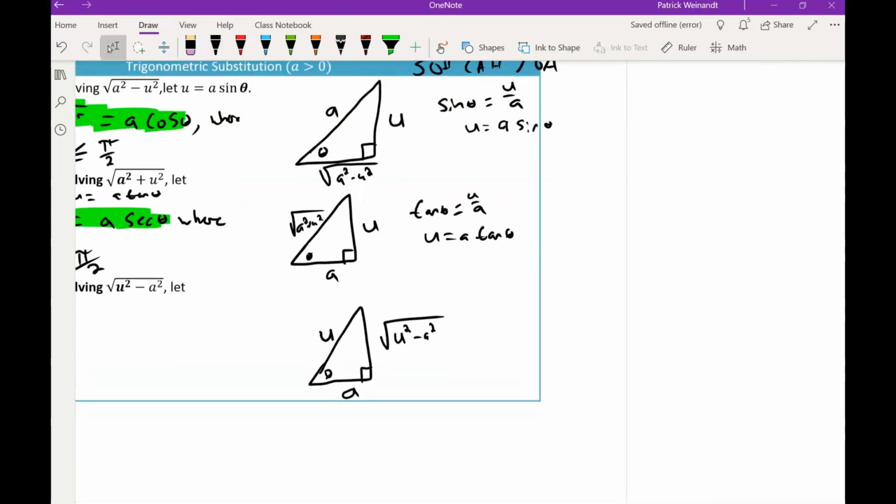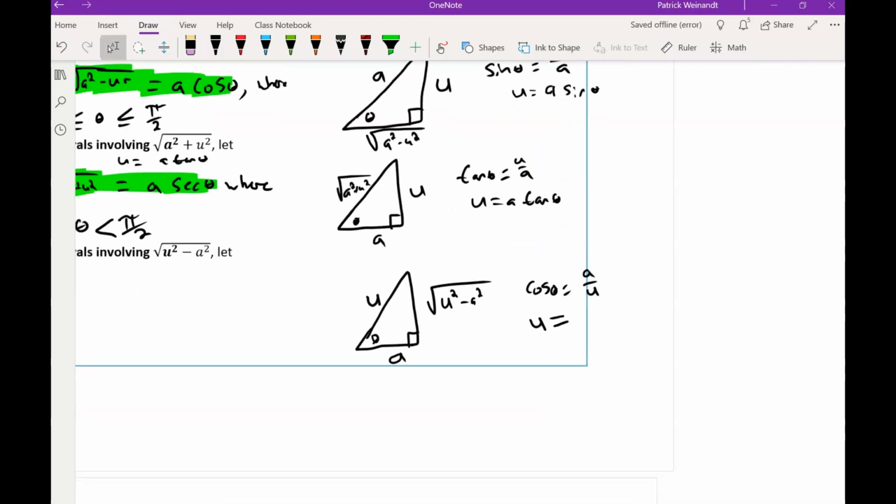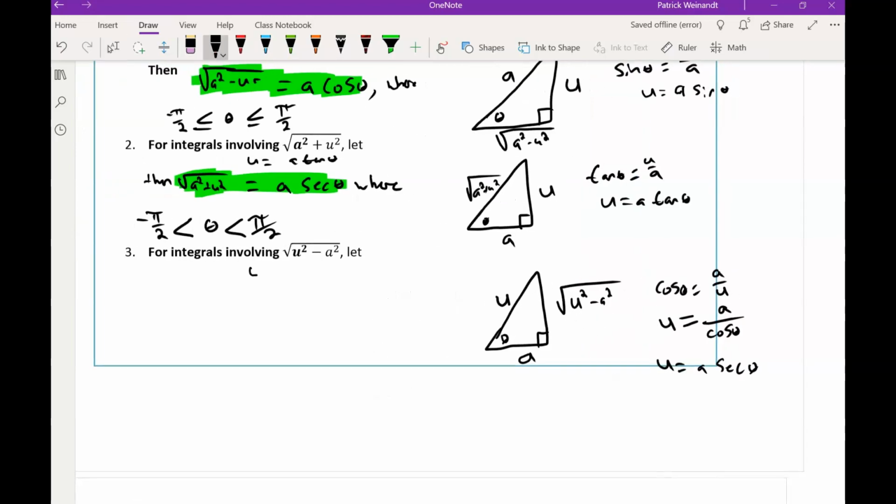What involves the adjacent and hypotenuse? That's cosine. So cosine of theta is going to equal adjacent over hypotenuse, a over u, which implies that u is going to equal... hold on, I made a mistake in my notes, but we're good on here. So if we solve for u, we'd multiply by u and then divide by cosine of theta. So we would get u equals a over cosine theta, which is really like saying a times 1 over cosine. We know that 1 over cosine is secant, so we know that u is going to equal a times secant theta.